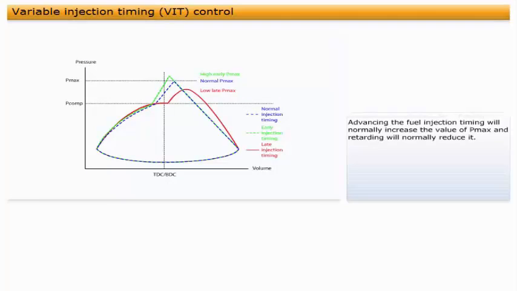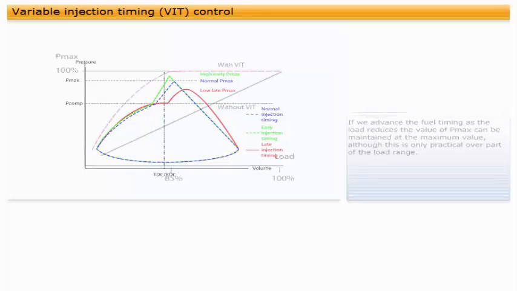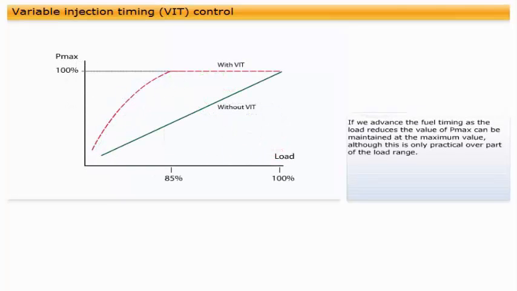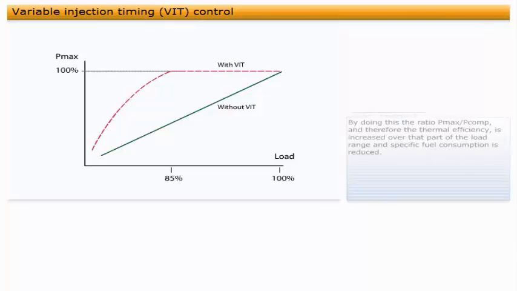By doing this, the ratio Pmax/Pcomp, and therefore the thermal efficiency, is increased over that part of the load range and specific fuel consumption is reduced. In simple terms, this is why variable injection timing has been developed and introduced. Click on the buttons to see how VIT can be achieved with the different pump control methods.